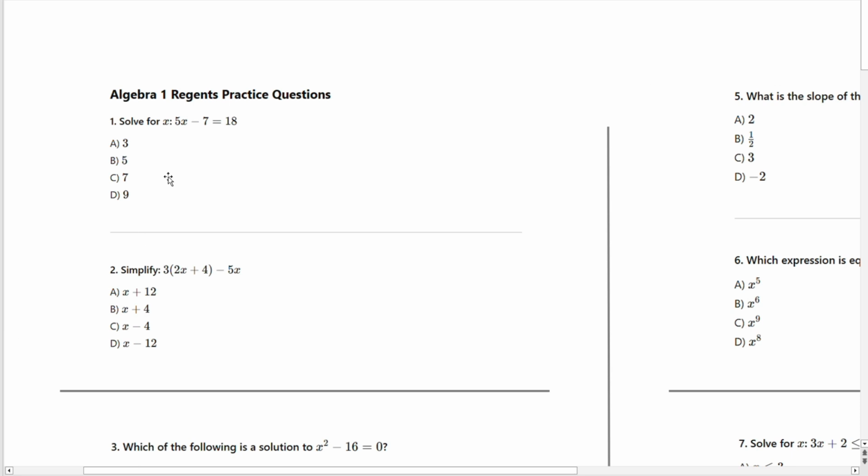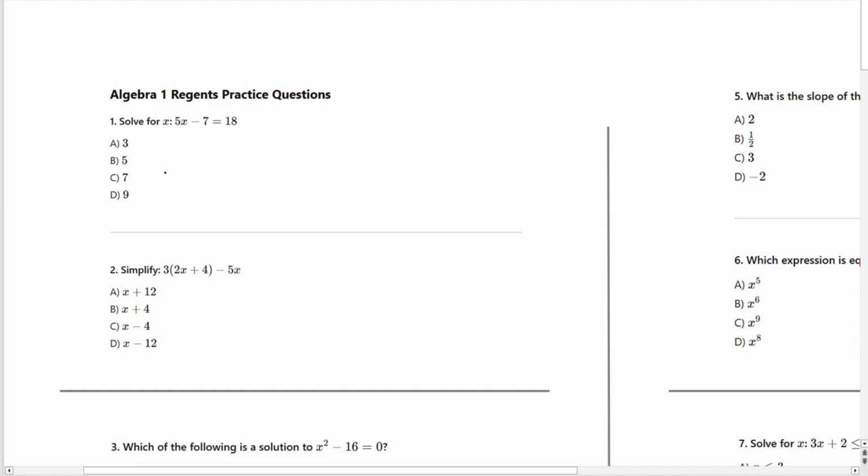Alright, so in this video we will be doing 12 Algebra 1 Regents questions with my sister over here. So I'm going to be doing number 1, she does number 2, so on. So let's do number 1 together. Solve for x, 5x minus 7 equals 18.